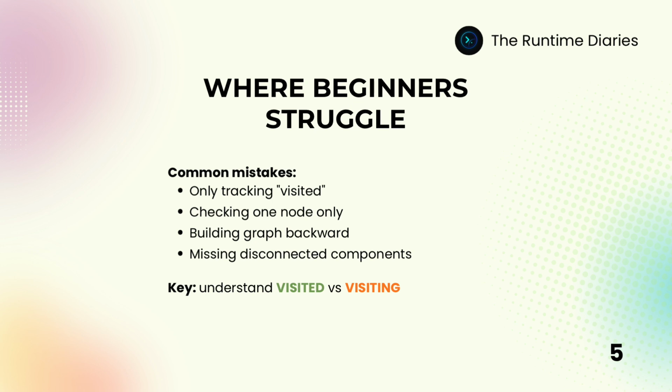Third, they build the graph in the wrong direction. For a prerequisite pair A, B, you need to create an edge from B to A, not A to B. Direction matters. Fourth, they don't understand the difference between visited and visiting. Those two states mean completely different things, and confusing them leads to incorrect cycle detection. The critical idea here is that a node can be in one of three states, and understanding those states is the key to this problem.